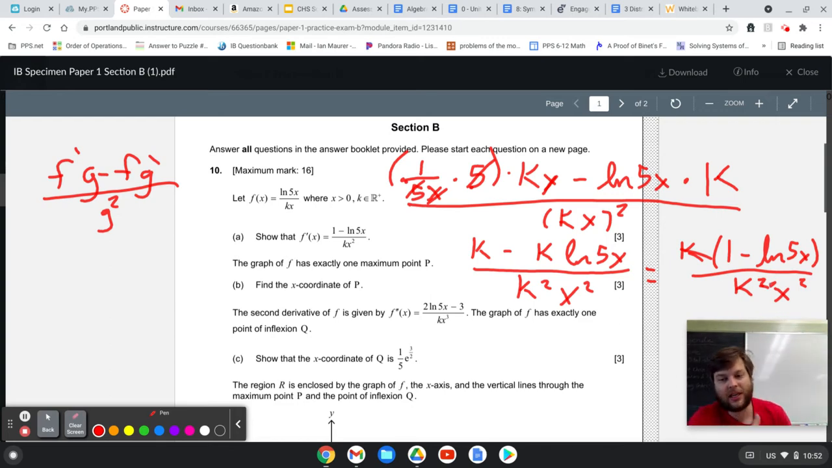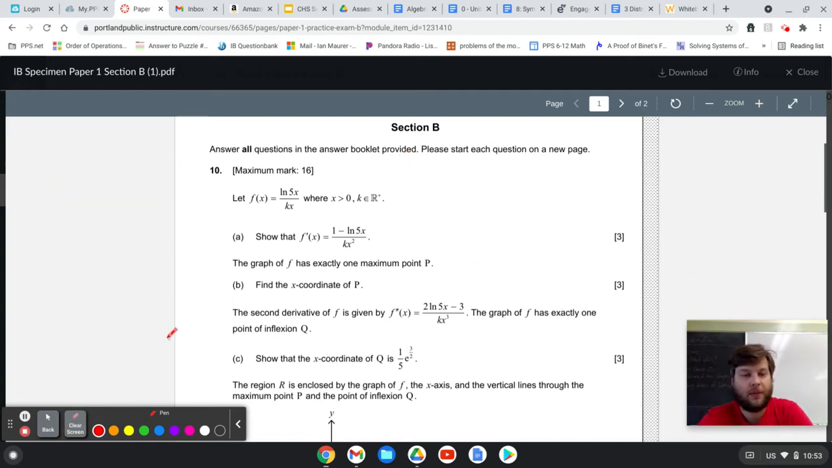It's really nice on this type of problem because you know what you're trying to get to. So I knew that I needed to be able to cancel out one of the k values from the top. And so I was looking for, where are my common terms, how can I factor, and how can I cancel? Next, on part B, it says the graph has exactly one maximum point P. So we need to find the x-coordinate of P.